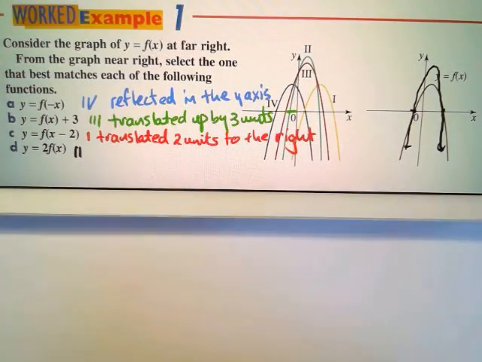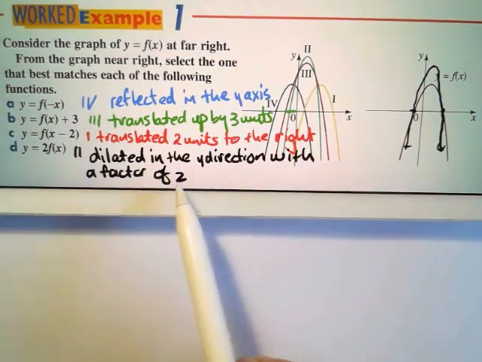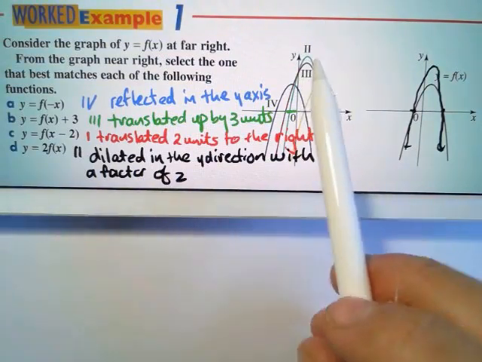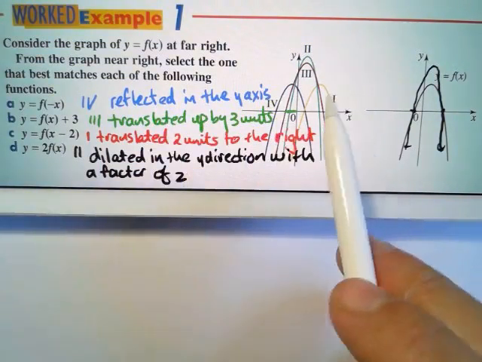Our last one is the one that's been stretched in the y direction, and this is what we're going to write. We say it's dilated in the y direction with a factor of 2. So it's been stretched in the direction of the y-axis by a factor of 2. Very important that you have the wording, not only what it means.